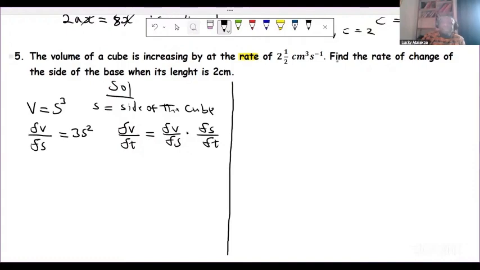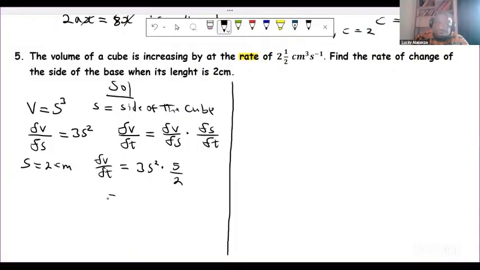Good. They now say find the rate of change of the side of the base, which is length, when its length is 2 centimeters, and that length is the same as the side of the cube. Are you following? Good. So here, our s is 2 centimeters. The dV/ds is 3s squared. Then the dV/dt, right, is this 5 over 2.